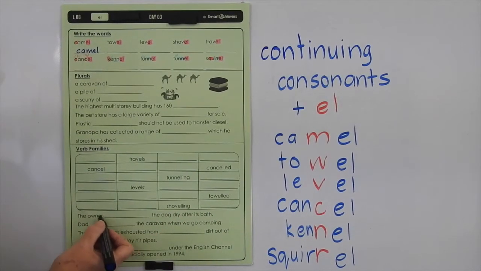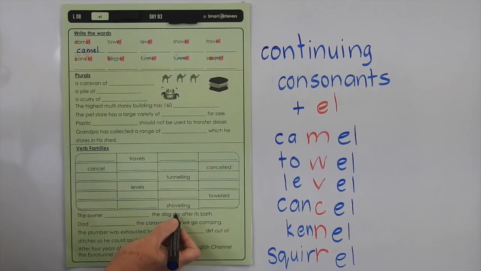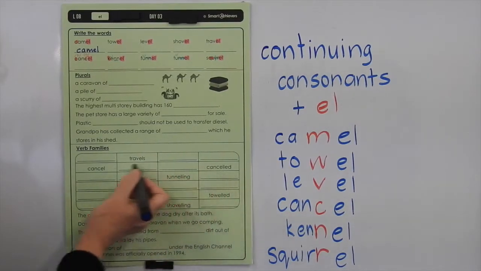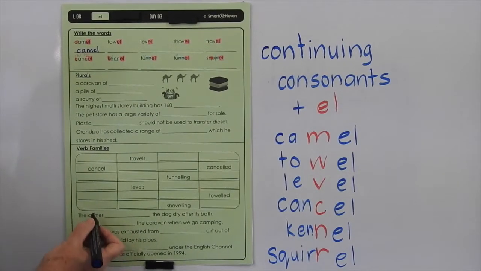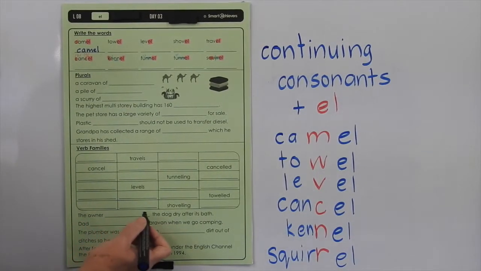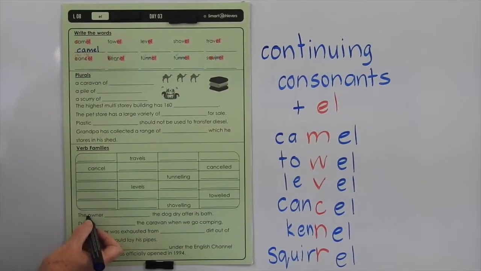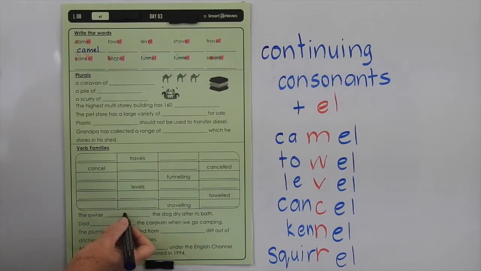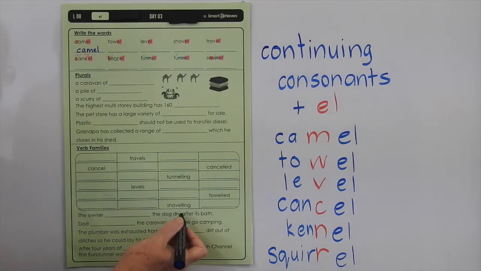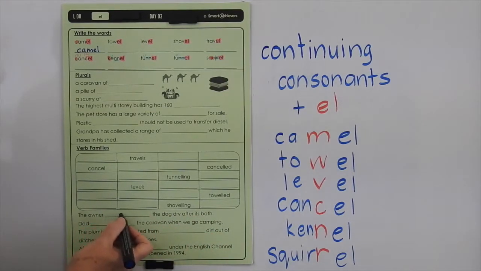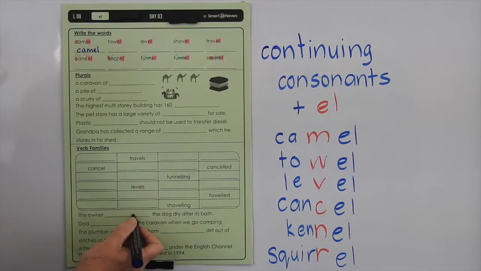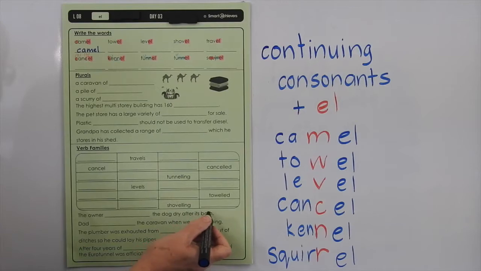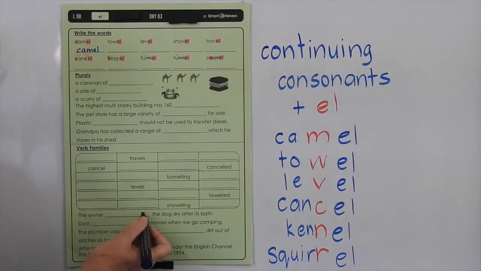So the owner, something, the dog, dry after its bath. It's got to be one of these words in here. You've got to use it in its correct tense. So the owner towel the dog dry. No, that doesn't sound right. The owner towels the dog dry after its bath. The owner toweling the dog dry after its bath. The owner towelled the dog dry after its bath. You work out which is the correct tense and fill these gaps in.